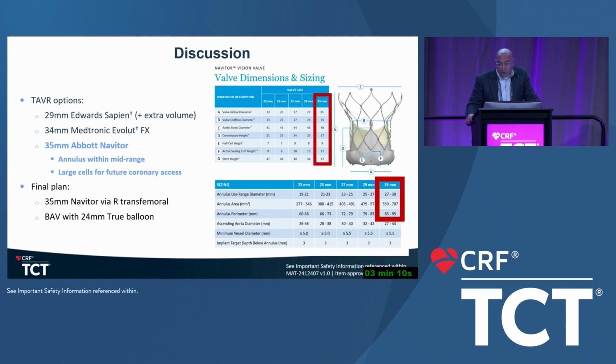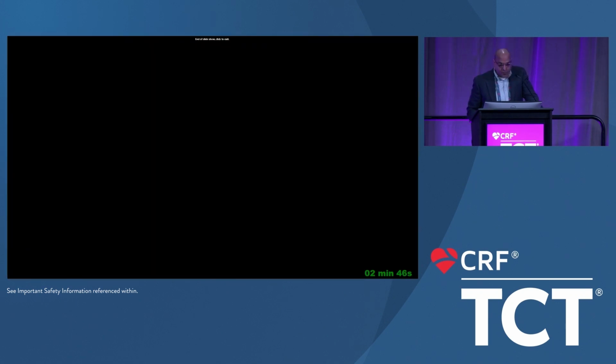We don't always do a BAV with Navitor, even though historically in the trials it's been done really routinely. But we have had very good luck with the heavily calcified annuli, with the boulders of calcium at the level of the annulus, doing just a conservative BAV, and then the Navitor does great.